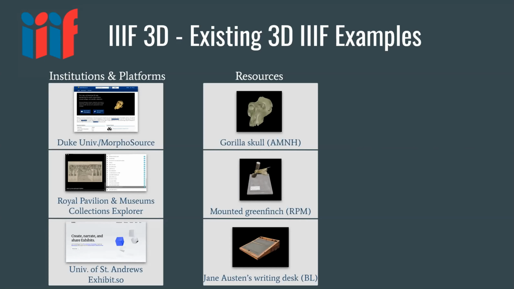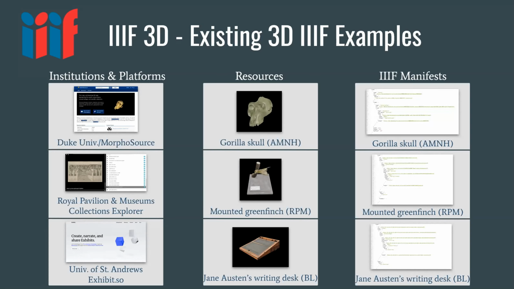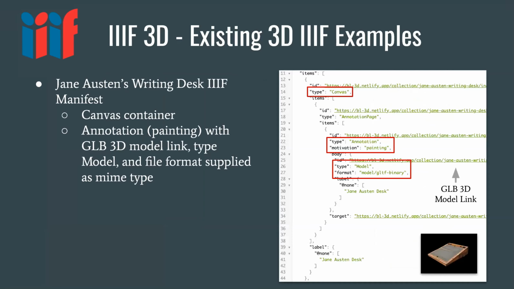There's also the British Library, who have some objects in this format, in GLB format, that are hosted on GitHub. And then you can see the greenfinch there from Royal Pavilion and a gorilla skull from MorphoSource. These are all GLB files, I believe. Next slide, please. Yeah, and then those are the manifests. So let's go to the next slide, and we can look a bit closer at those.